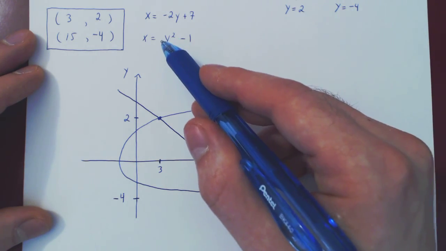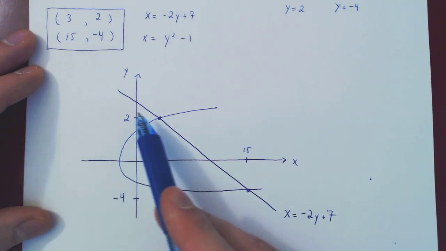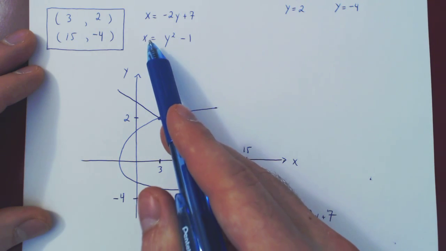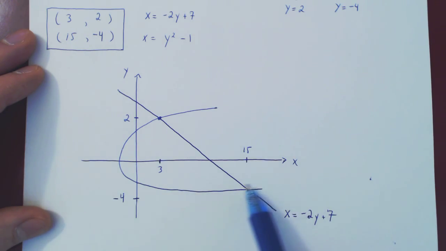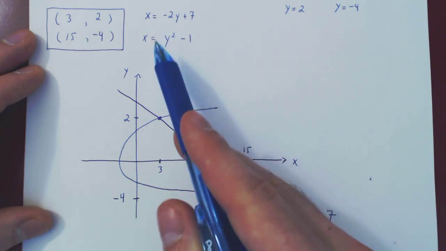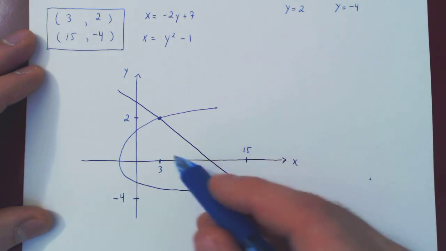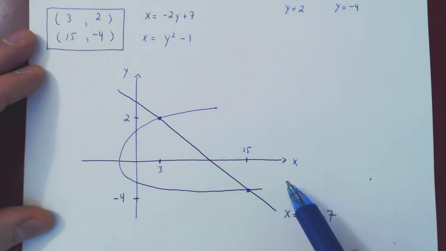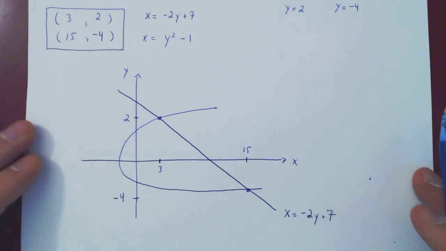If this would have been a negative y squared, our parabola would have been going like this. So it's always very simple, right? If x is a positive quadratic in y, it will look something like this. If x is a negative quadratic, it would look something like this. So now that we have the region, right, we can see that the region bounded by our two curves is clearly this region, and we want to find its area.